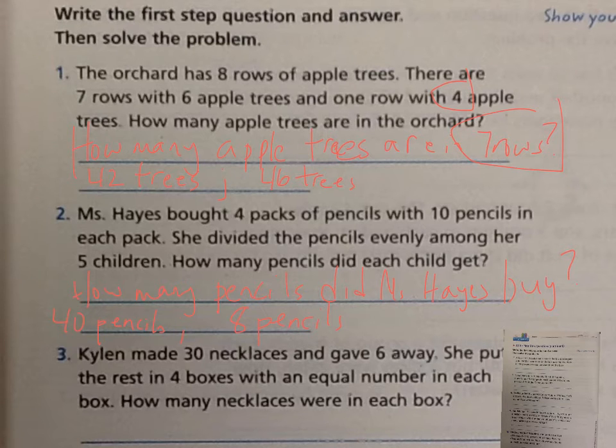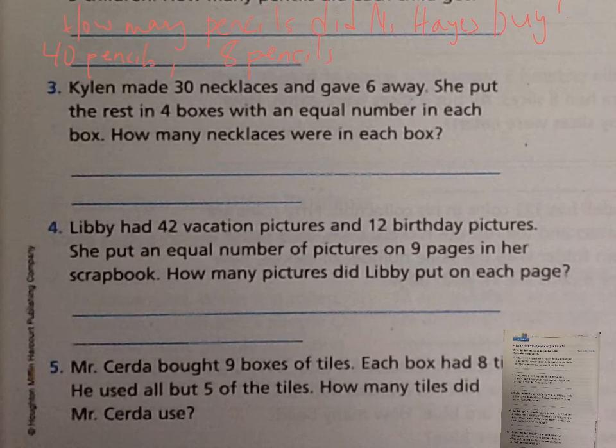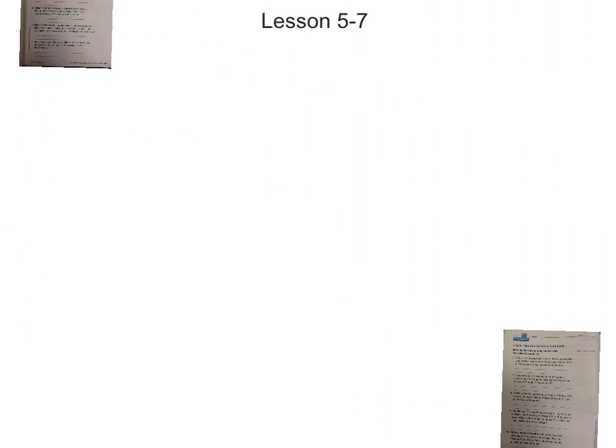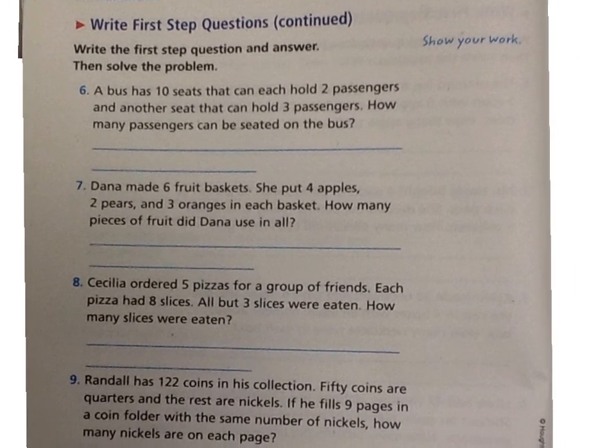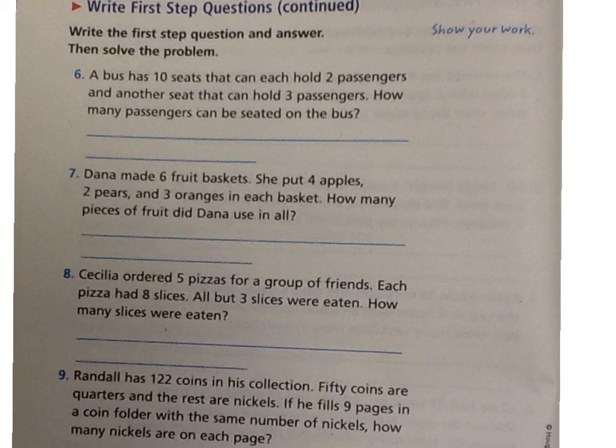Okay, so that's the first page, and the next 3 aren't going to be terribly hard. We'll work on them in small group if we have to. I'm going to give you guys a lot of time in this lesson to work on them. These are the same type of questions. You have to kind of figure out what they're asking, and then solve the problem. Okay, so these are actually exactly the same type of questions, but I'm going to do a couple on this page, and then I'm going to have you do both pages on your own.